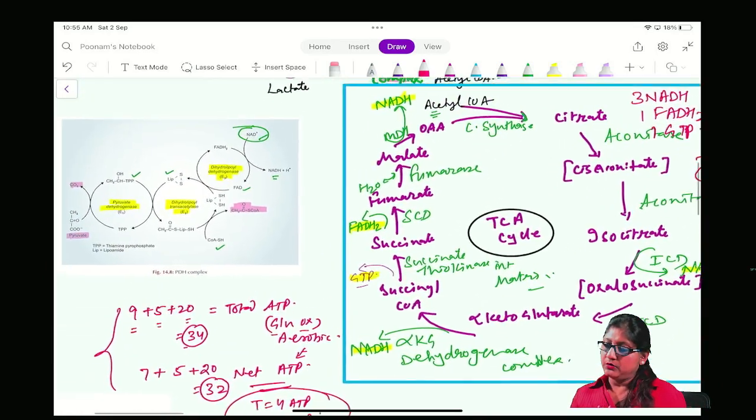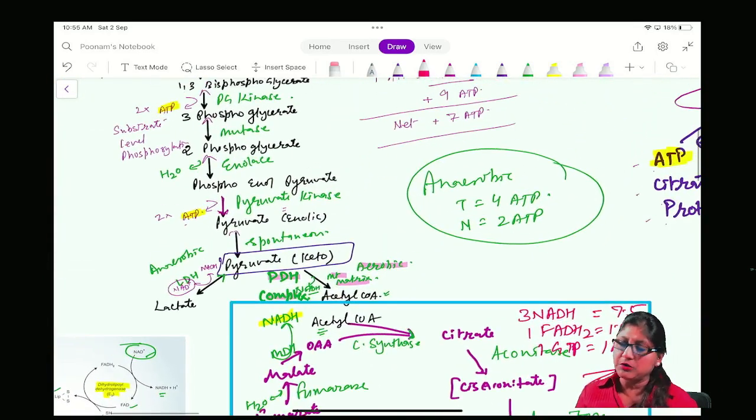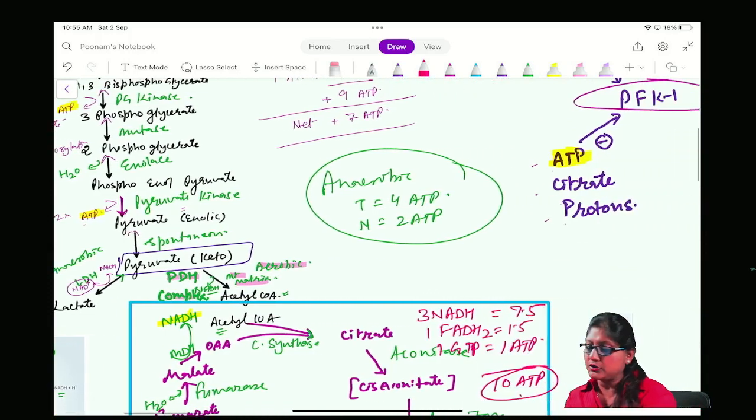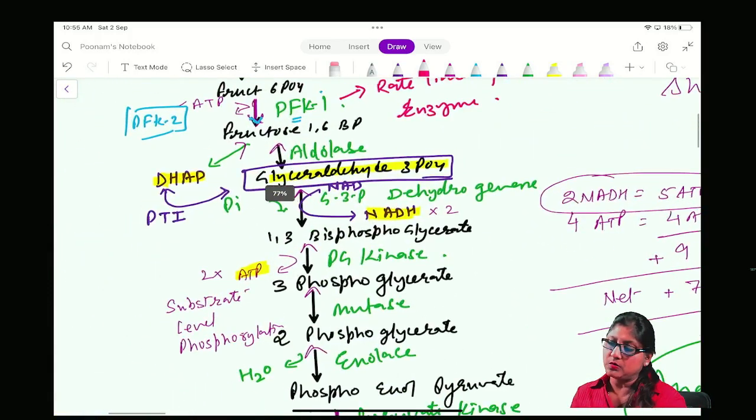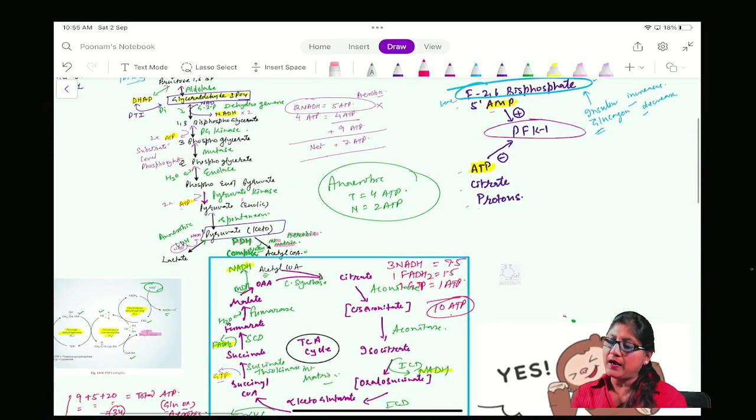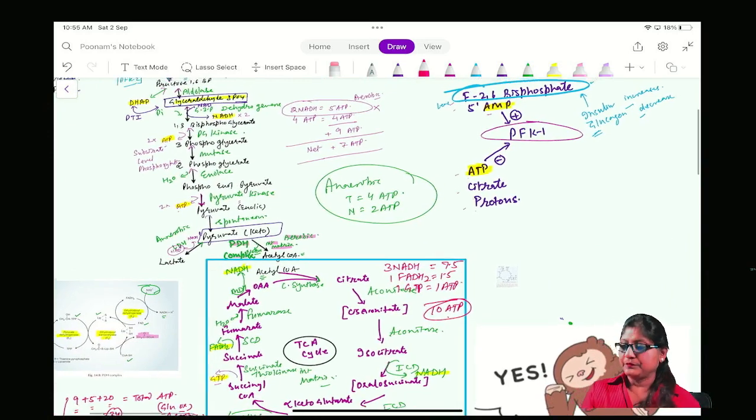So good, very good. So quickly you have seen how you're going to revise the glycolysis, PDH complex, TCA cycle, and the energetics I have discussed, along with the glucokinase, hexokinase, and PFK1 activity, right?